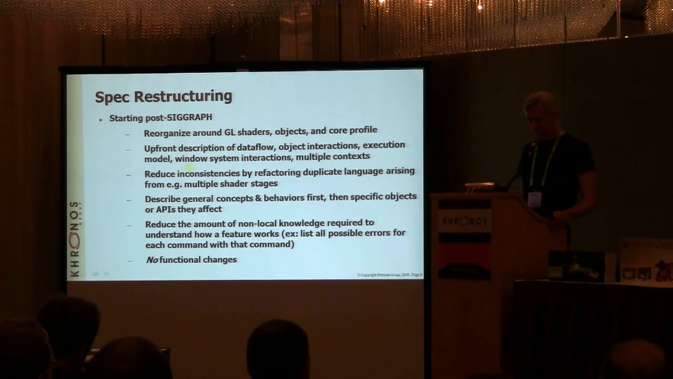And finally, try to reduce the amount of non-local knowledge and spec leaping about. So, for example, pulling all of the errors for each call into an enumerated list with each call, which will make the spec a bit bigger, but a lot of people have complained about this. And again, the intent is no functional changes. It'll still be a 4.2 API spec. It'll just be restructured dramatically and hopefully much easier to read.